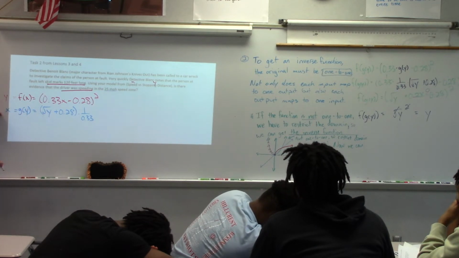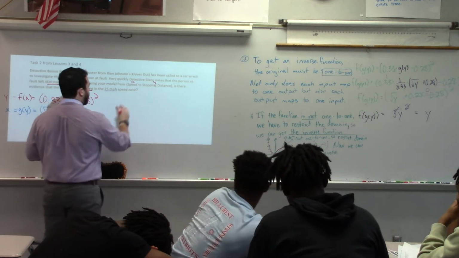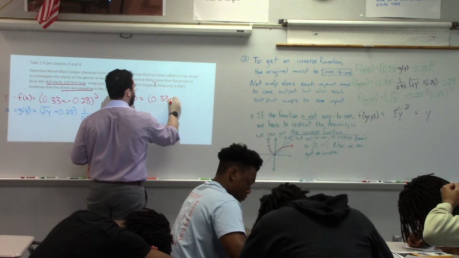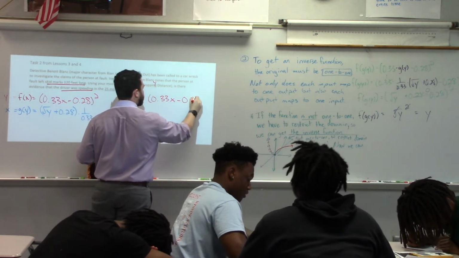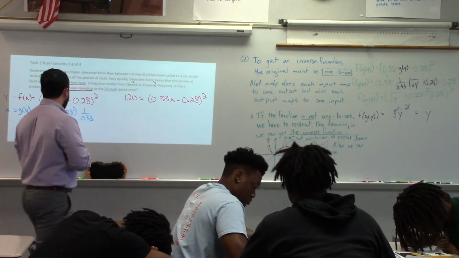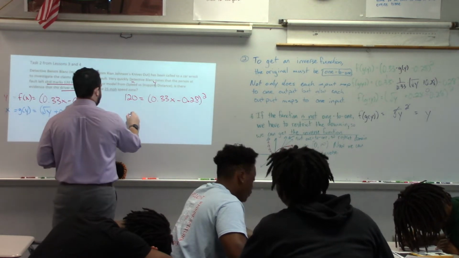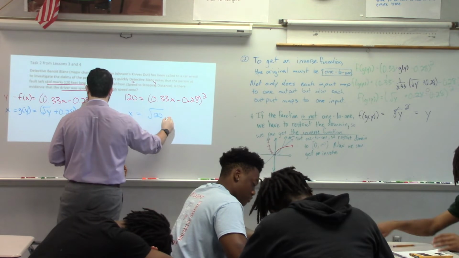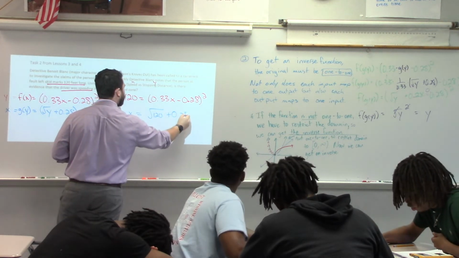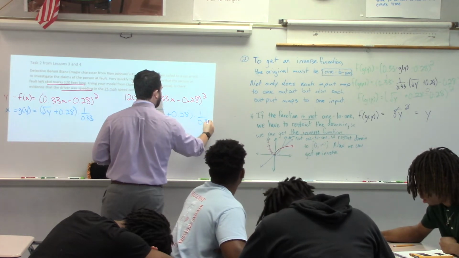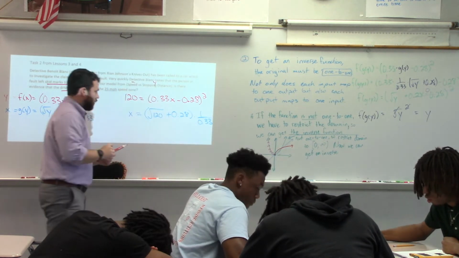Notice, I could use either equation, can't I? Okay, so if I'm using the top equation, I'm going to get 120 equals 0.33 x minus 0.28 squared, and I'm going to have to figure out what x is. If I use the bottom equation, I get x equals the square root of 120 plus 0.28 times 1 divided by 0.33. You can use either one.